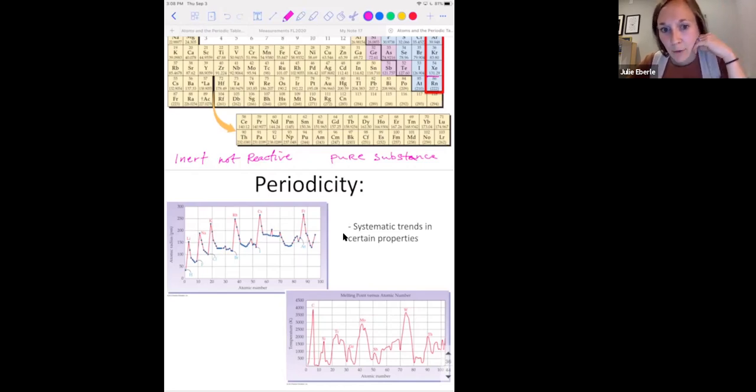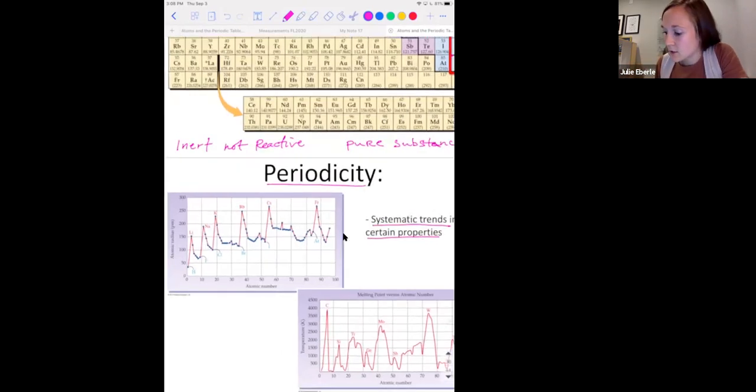Know how to count main groups. Know what the word row and group means. And now we're going to talk about a characteristic of the periodic table called periodicity. What that is, it's a systematic trend in certain properties. Because of the way things are organized, if you plot out certain properties on a graph, you'll see trends. So let's look at this. It's actually really cool.